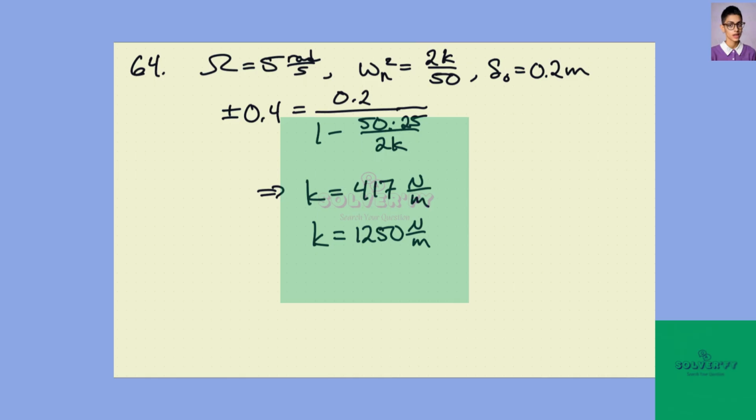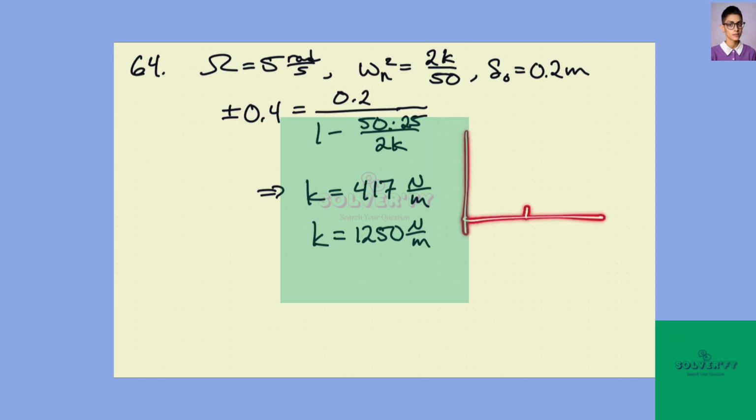Now, again, we can have either plus or minus, which would give us two spring constants. This would be the plus, this would be the negative case. We get 417 newtons per meter, and then we could also use the springs with the value of 1250 newtons per meter. And so what we're doing here is we're basically shifting the natural frequency around.